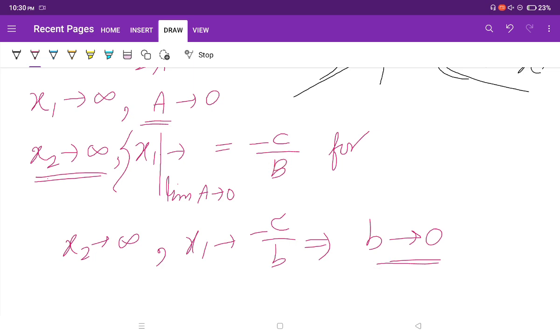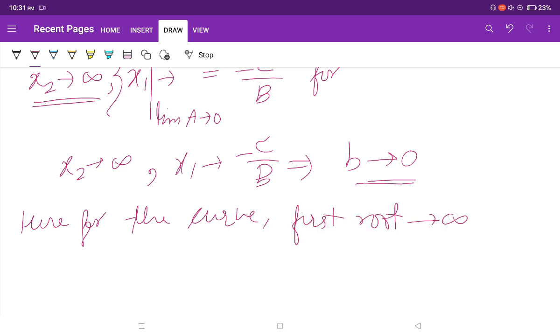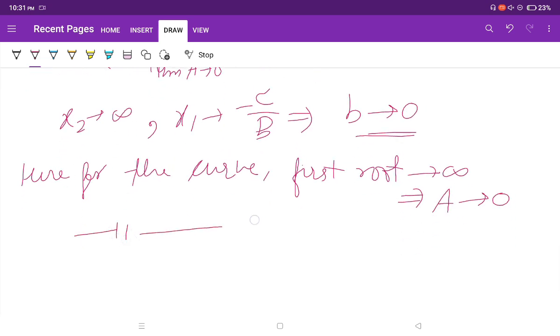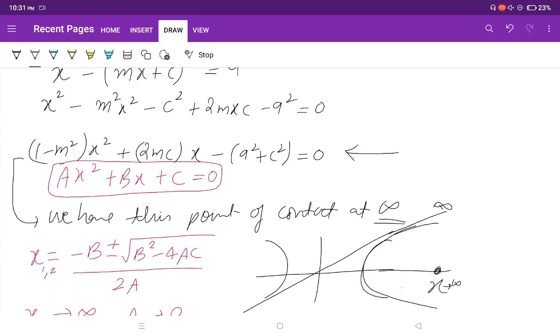B should tend to 0, that is capital B here. B should tend to 0, correct? So here, for the curve, first root tends to infinity implies a tending to 0, and similarly second root tends to infinity implies b tending to 0. So in the equation, look here, we have this and this as a and b.